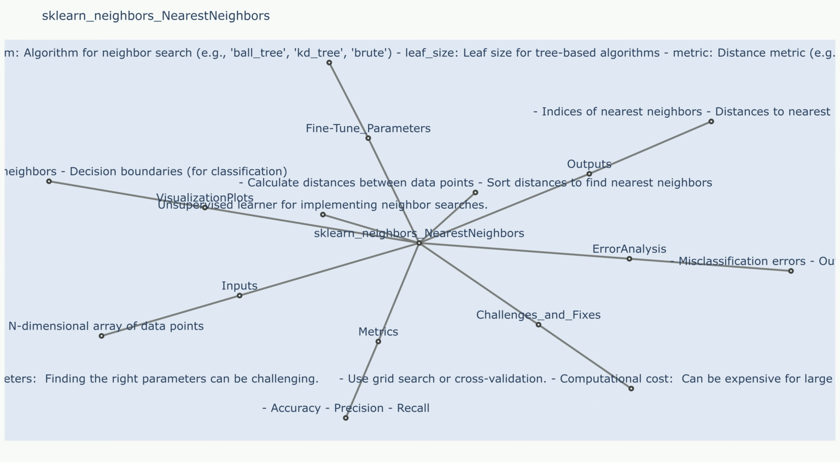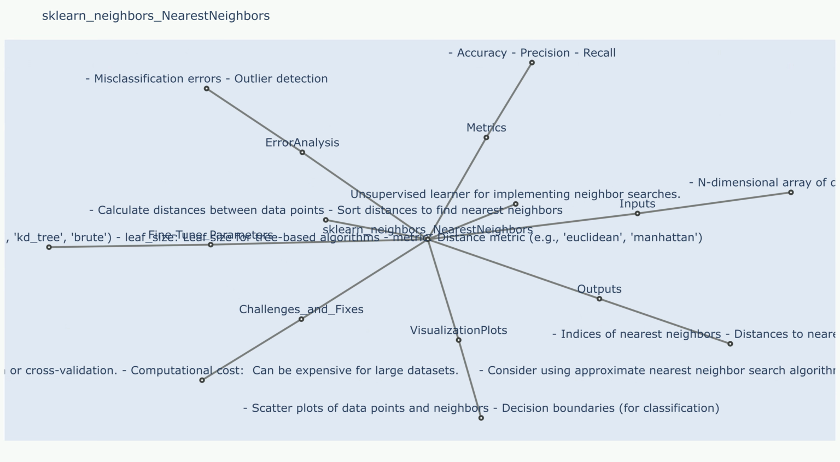kneighbors_graph: this method returns a sparse graph representing the k nearest neighbors for each point. radius_neighbors: this method returns the indices of neighbors within a given radius from each point in the input data. radius_neighbors_graph: this method returns a sparse graph representing the neighbors within a given radius from each point.